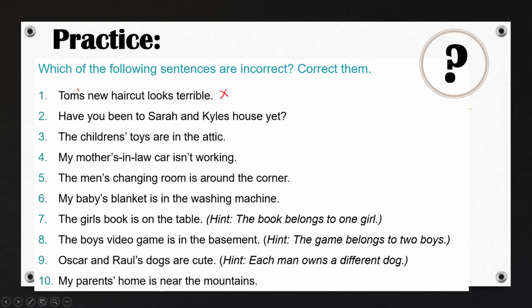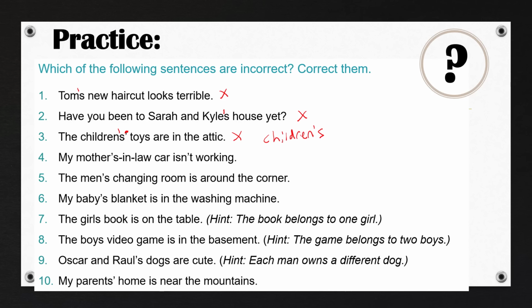Number 2 is also incorrect. We have to add an apostrophe after Kyle. Sarah and Kyle's house. We're talking about the house that belongs to Sarah and Kyle, so we add apostrophe S only after Kyle. Number 3 is incorrect. The apostrophe is wrong. It should not be at the end or after S. It should be after N, the children's toys.